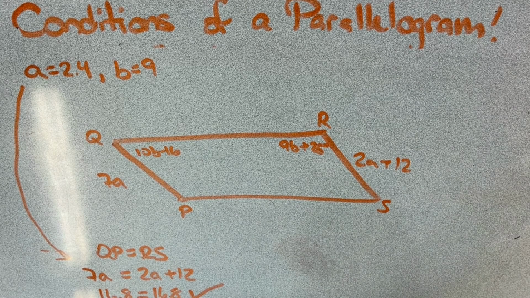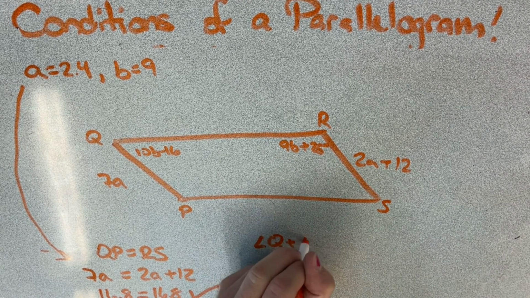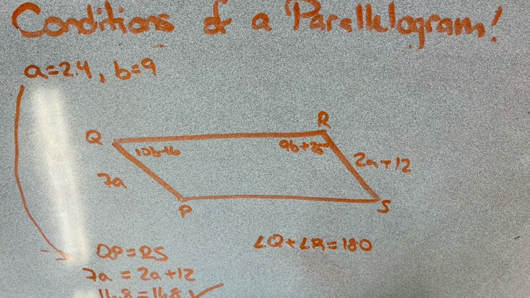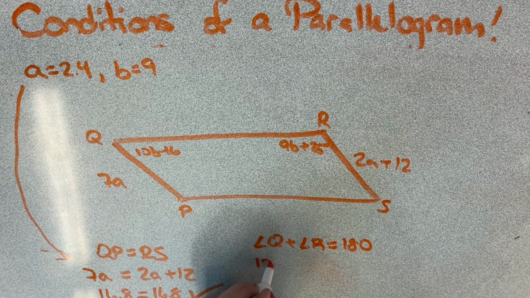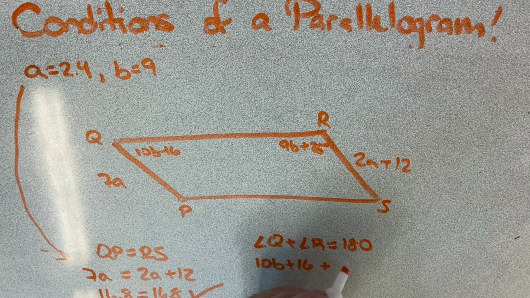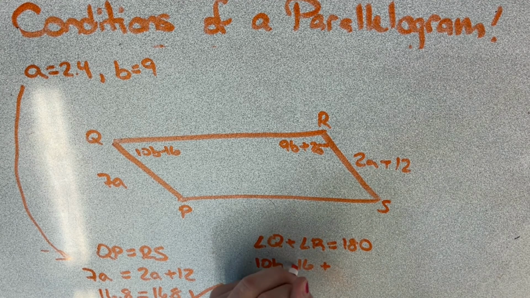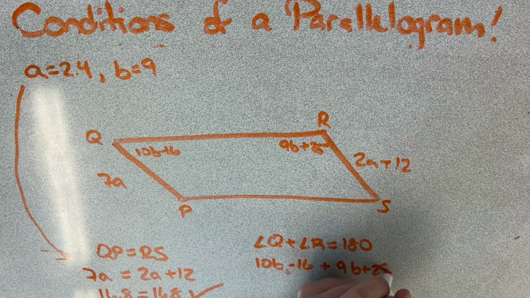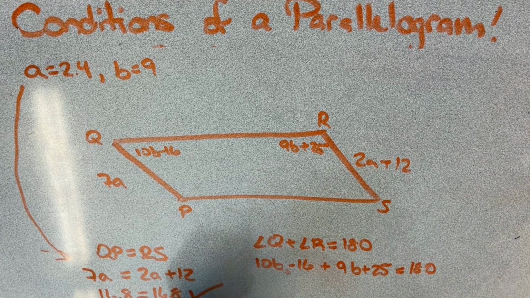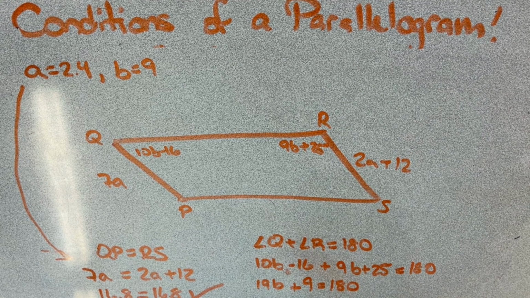Now let's check our angles. We know that our angles have to be supplementary. We know that angle Q plus angle R should be 180 degrees. So we'll have 10B minus 16 plus 9B plus 25 is equal to 180. Combining some like terms, we'll have 19B plus 9 is equal to 180. We can substitute in the 9. 19 times 9 is 171. So we have 171 plus 9 is equal to 180, which is perfect.